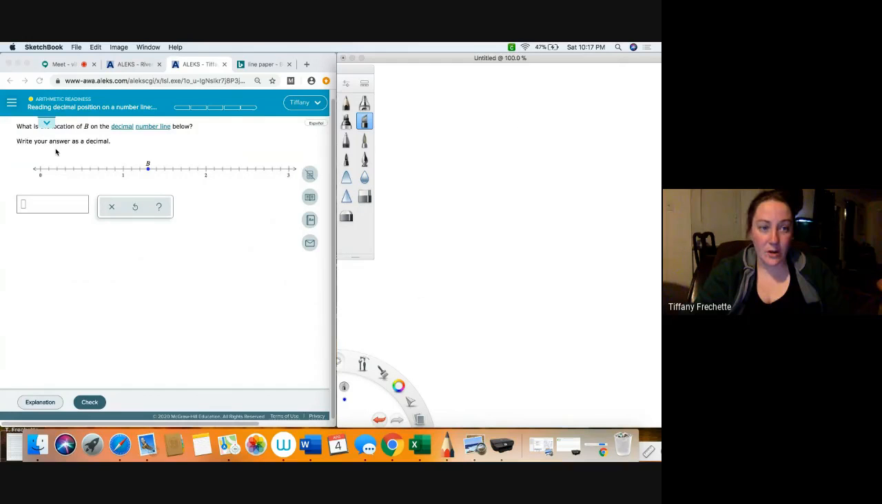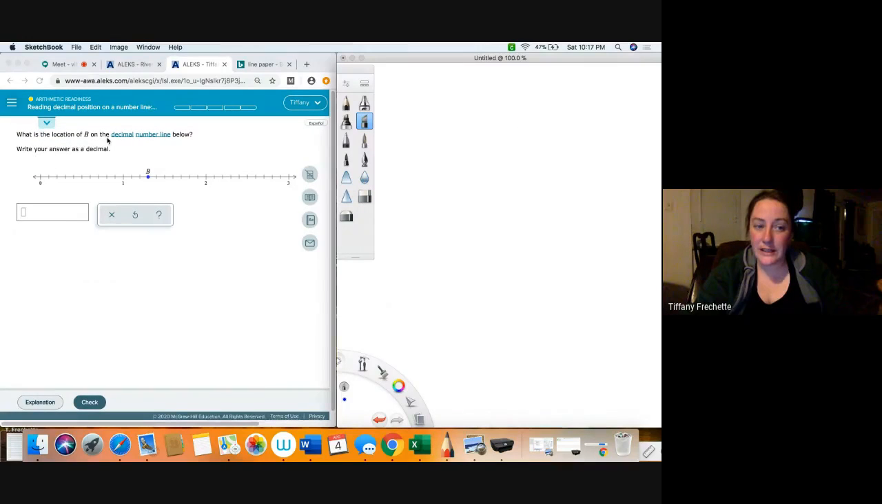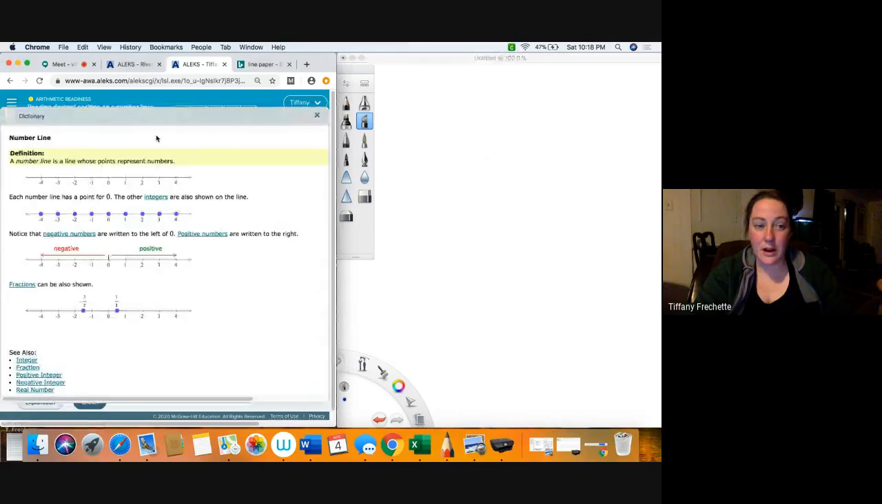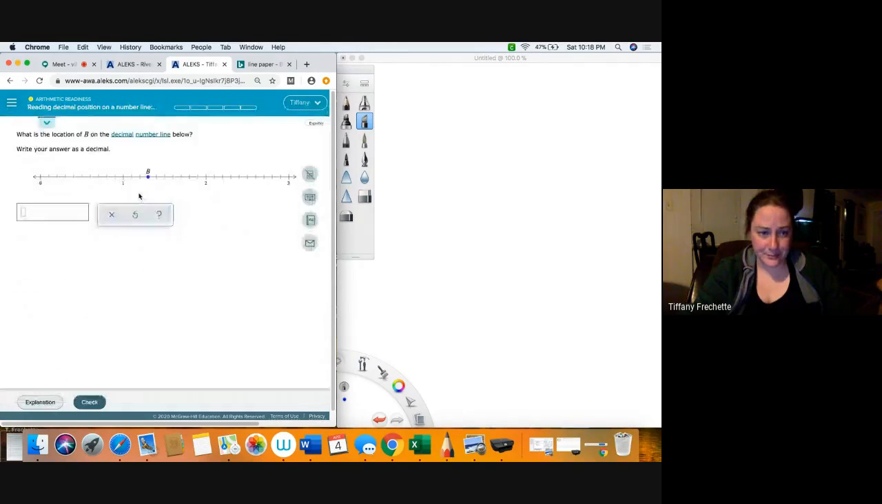Okay, so this one says, what is the location of B on the decimal number line below? I didn't click on number line on the last page. You can also click on it here. It will open the dictionary. This doesn't mark you off. It doesn't go as an explanation or anything like that. So a number line is a line whose points represent numbers. So this is just a basic number line. Right is positive, left is negative.